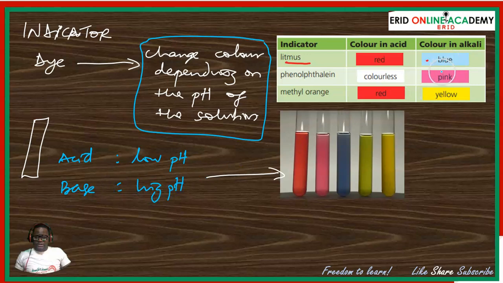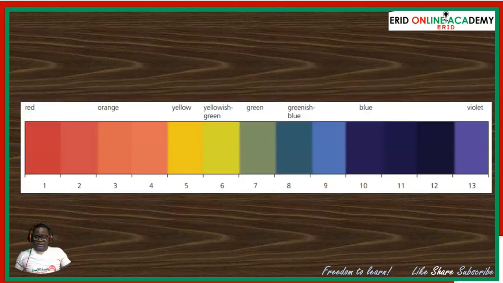Into blue. So we could have blue litmus paper. We could also have red what? Red litmus paper. Okay. Now, talking about other types of indicator, let's talk about universal indicator.